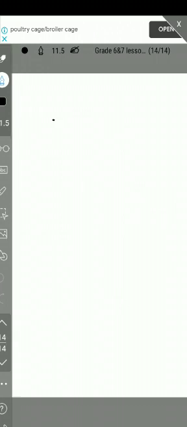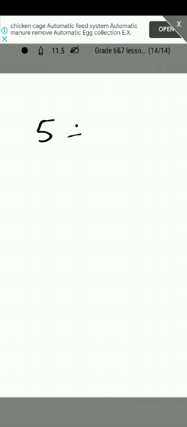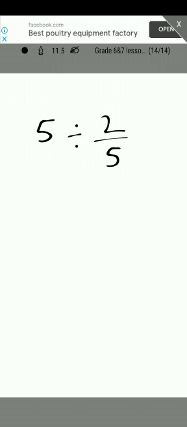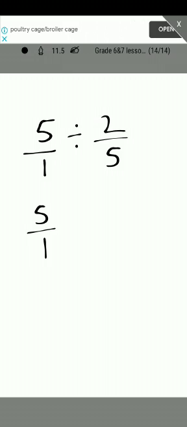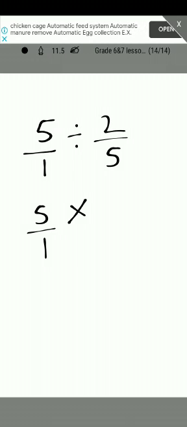Alright, let's take another example. If you're dividing 5 whole by 2/5, write the 5 whole as a fraction, 5 upon 1. Change the sign of division to multiplication, since division by a fraction is the same as multiplication by its reciprocal. So multiply by its reciprocal, 5 upon 2.